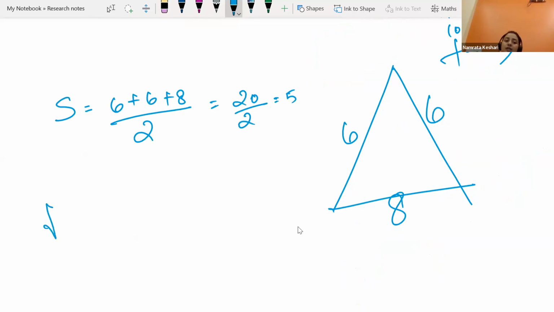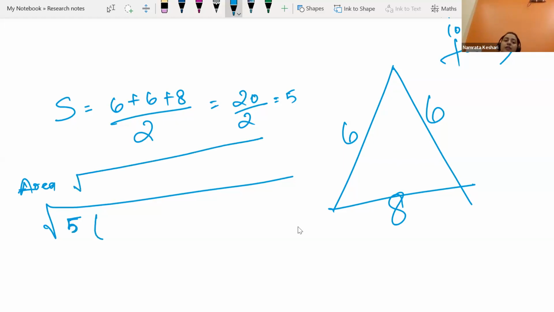Now Heron's formula is for finding the area. Learn this formula. This is such a magical formula. It will always work, whether you have a scalene triangle, an isosceles triangle, an equilateral triangle, or a right angle triangle. Any triangle, doesn't matter. The formula is, I am writing the formula again over here: root of S, S minus A, S minus B, S minus C.